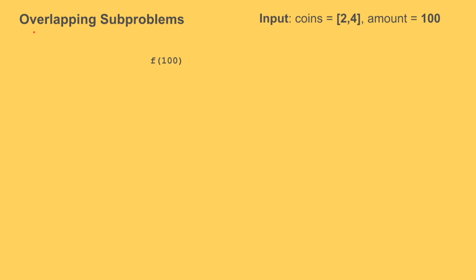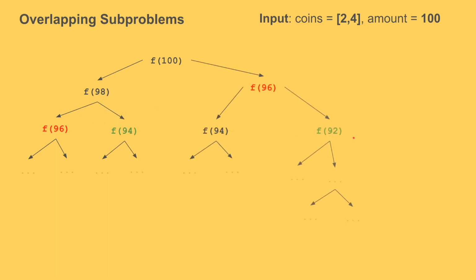Now let's look at the overlapping subproblems feature for this coin changing problem. So imagine this other example that I have coins of value 2 and 4, and I want to build amount of 100. In order to get to 100, I can either pick coin 2 or 4. If I pick coin 2, I have to come from f of 98. Again, if I pick coin 2, I have to come from f of 96. And then as you build this tree, you will see that again, we have some overlapping subproblems.